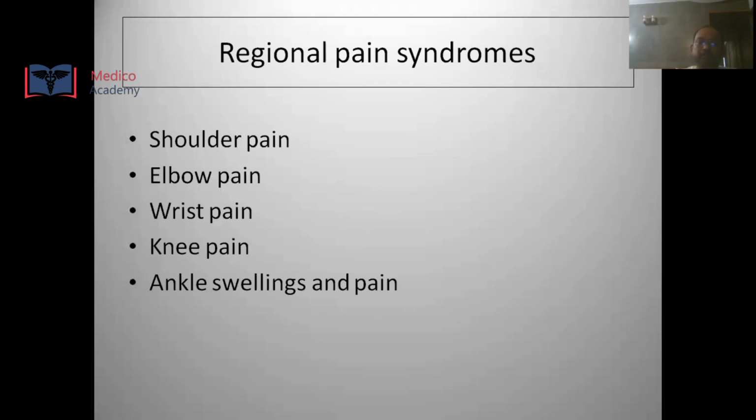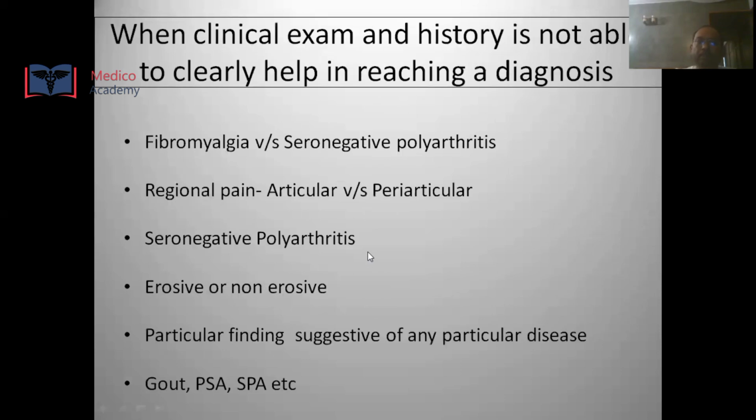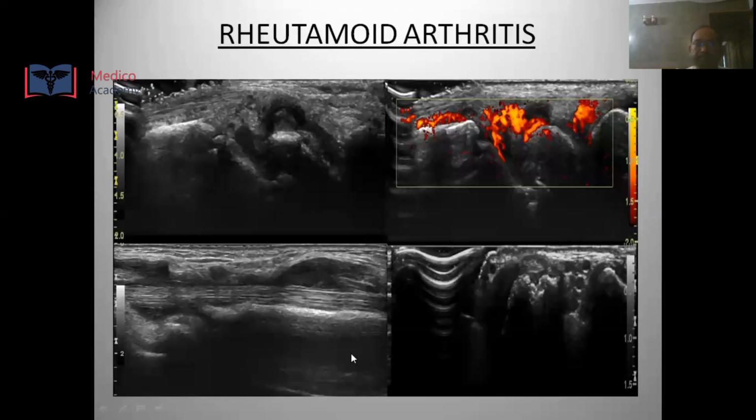In regional pain syndrome, it can be around the shoulder, elbow, wrist, knee, and ankle, and they all have different pathologies. The third aspect, when the clinical examination and history are not able to clearly help in reaching a diagnosis, where the clinician needs to send for an ultrasound, is fibromyalgia versus seronegative polyarthritis, regional pain, articular versus periarticular, seronegative polyarthritis, erosive or non-erosive, particular findings suggestive of any particular disease, and gout, psoriatic, and spondyloarthropathies.